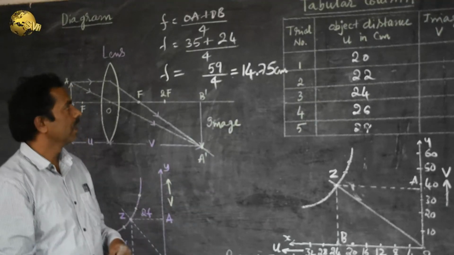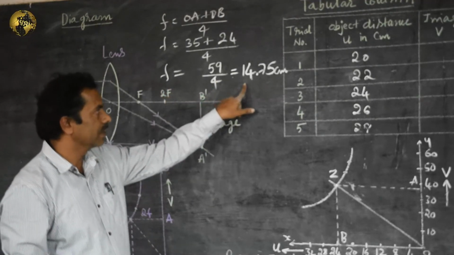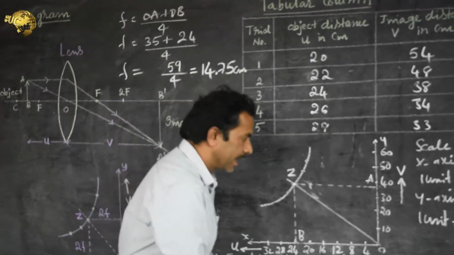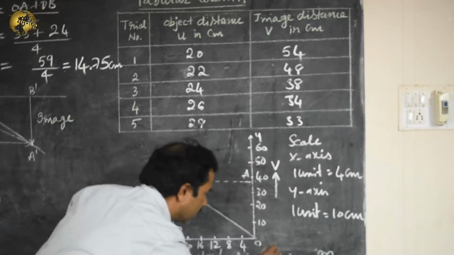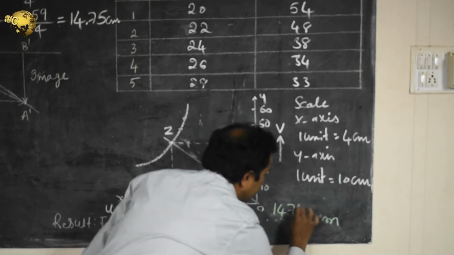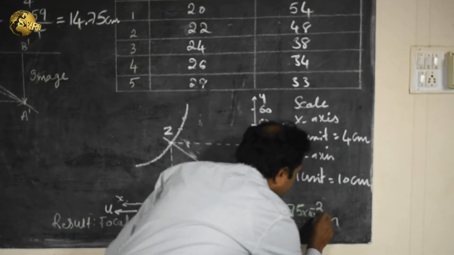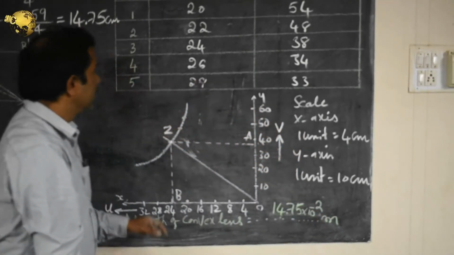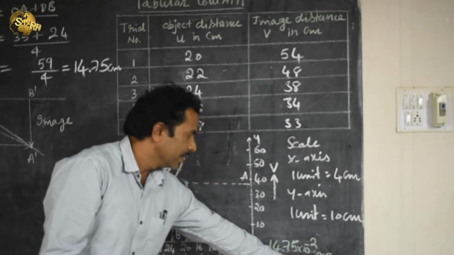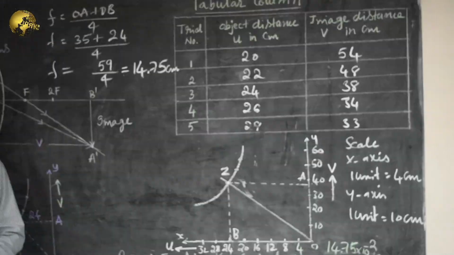So the focal length of the convex lens, 14.75 centimeter, is entered in the result column. That is 14.75 into 10 to the power minus 2 meter. It is converted from centimeter to meter by multiplying by 10 to the power minus 2 meter.